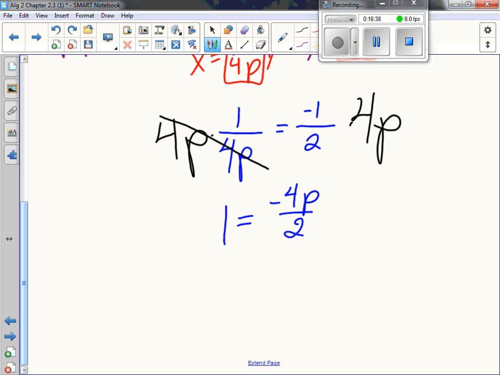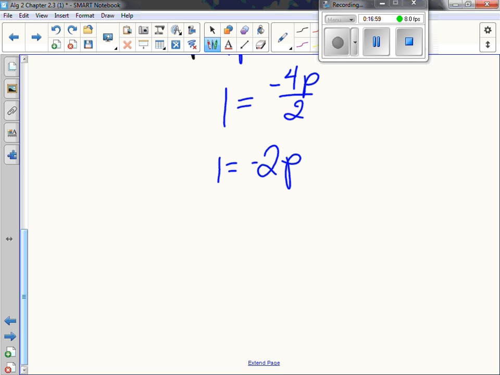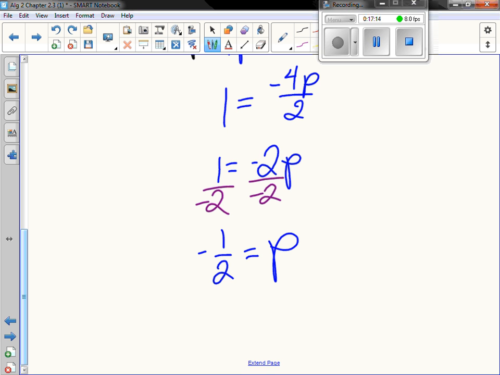And when we do that, we get 1 equals negative 4p over 2. Well, what's 4 divided by 2? 4 divided by 2 is 2, and it's going to be negative because we have a negative. Last step in solving for p here. We need to divide both sides by negative 2. So we found the one variable we're looking for, yes? Because that's all we needed to find.